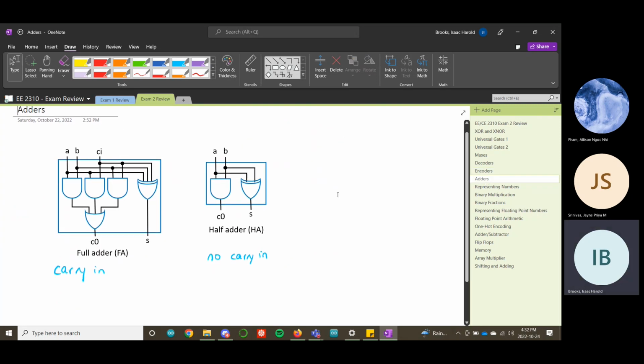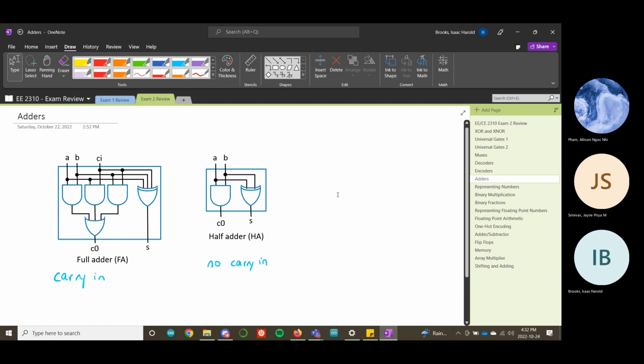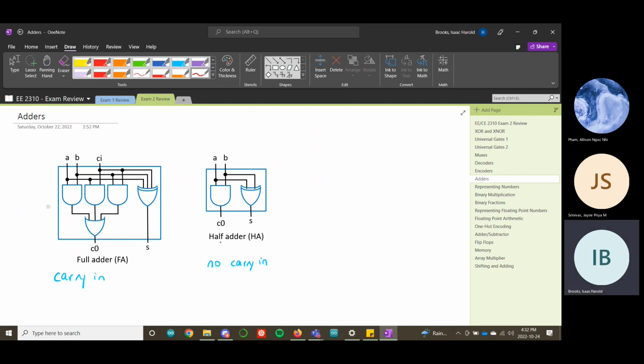The next part is adders. There are two types of adders, the half adder and the full adder. The big difference between the two is that the half adder does not have a carry in bit. So you see that the inputs to the half adder are just your A and your B bits, and the outputs are going to be the sum and the carry out.